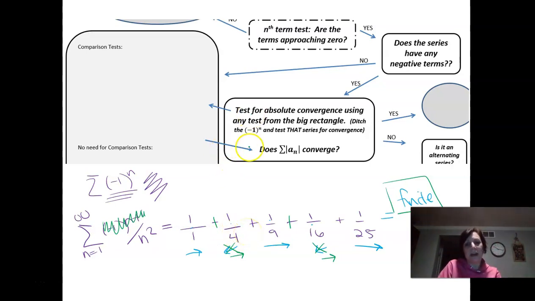So you'll notice that it bounces you into this rectangle. Does the absolute value converge? And if it does, great, we're done. But if it doesn't, then we have a little bit more work to do. It's not the end of the road, but we have more work to do.